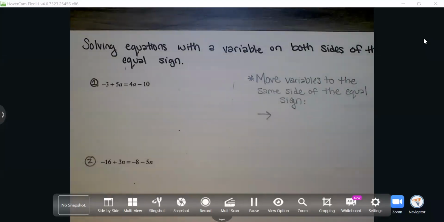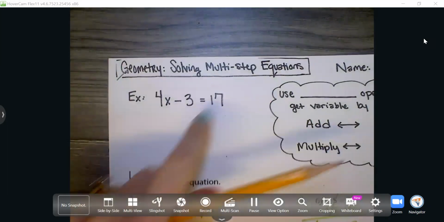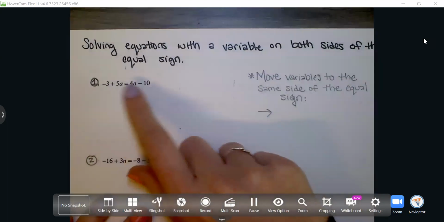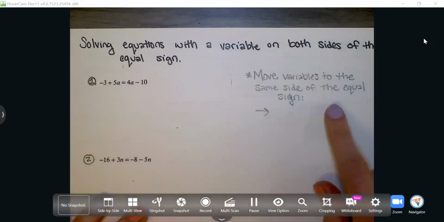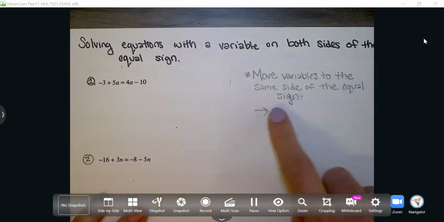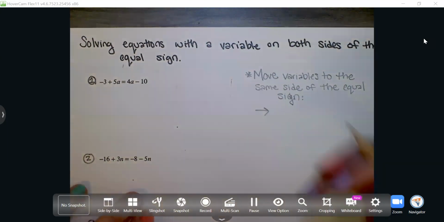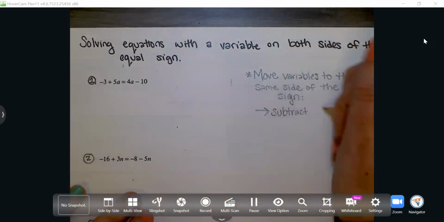All right. The rest of this packet is all solving multi-step equations. On the back side, we're getting into situations where I have x on both sides of my equation, or a variable on both sides of my equation. So my first step for solving these is to move my variables to the same side of the equal sign. In order to do this, I'm going to subtract the smaller variable.